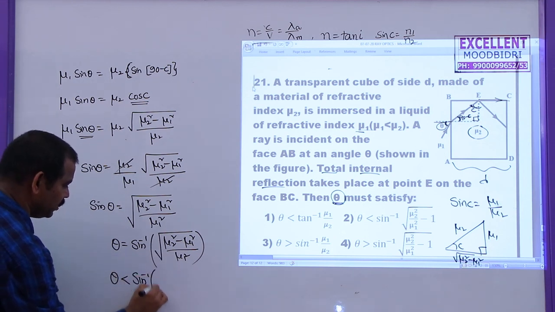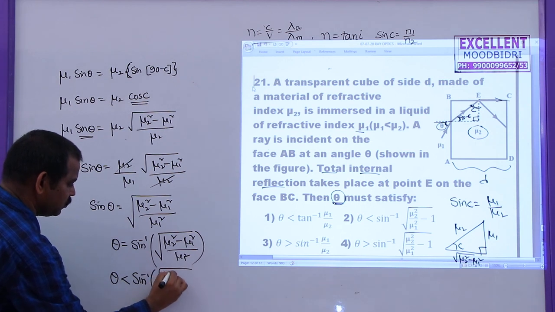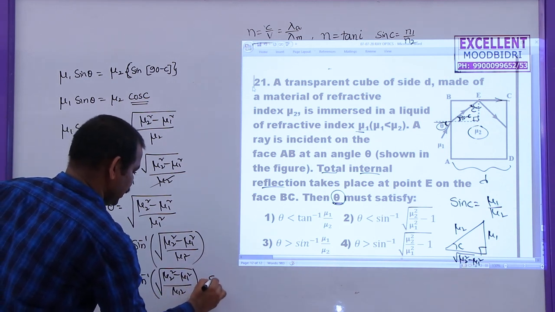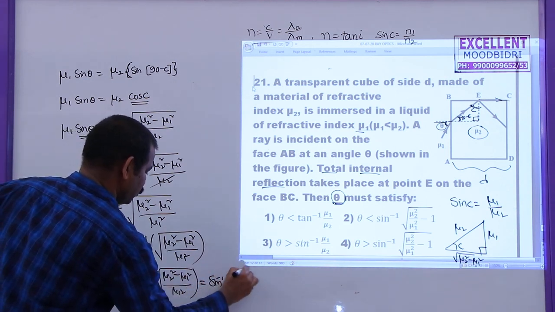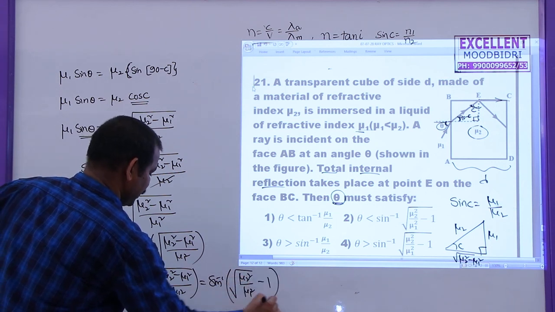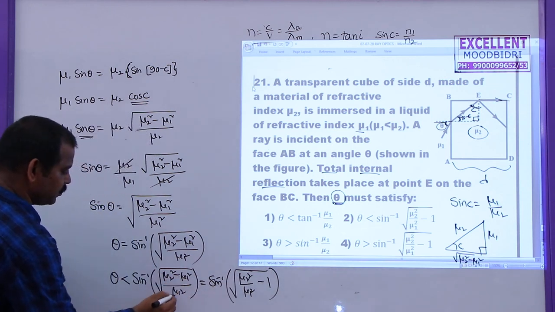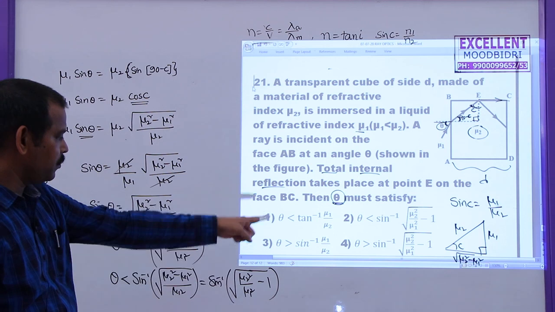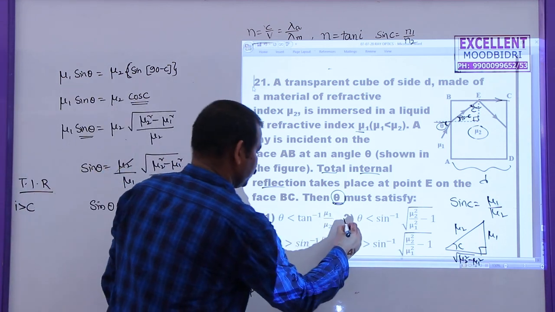So that is sin inverse of root over mu2 square minus mu1 square by mu1 square. Here you can write this as sin inverse of root over mu2 square by mu1 square minus 1, because the mu1 square gets cancelled and you get 1. So now theta should be less than sin inverse of root over mu2 square by mu1 square minus 1. That means option 2 is correct.